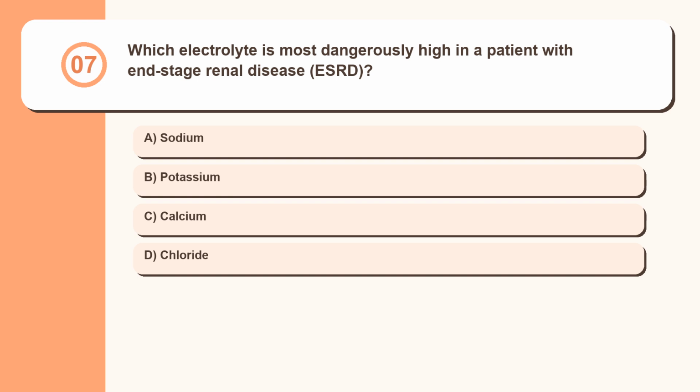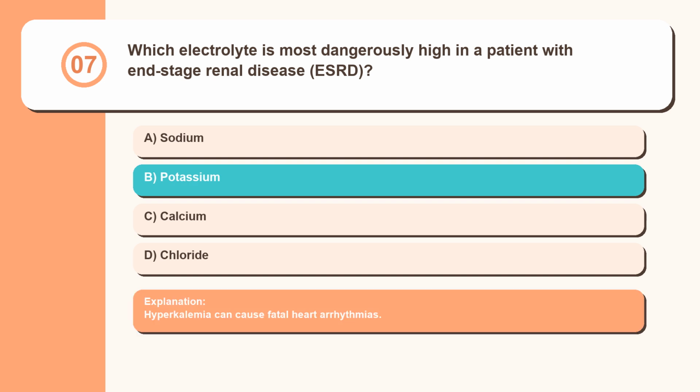Question 7. Which electrolyte is most dangerously high in a patient with end-stage renal disease, ESRD? Sodium, potassium, calcium, chloride. Hyperkalemia can cause fatal heart arrhythmias.